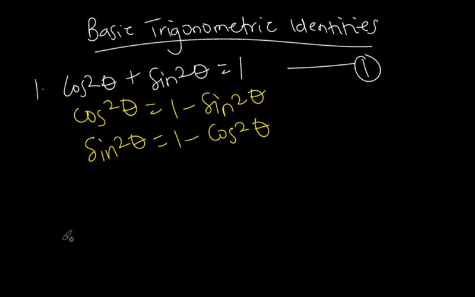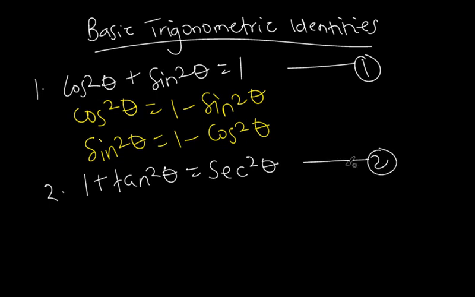Now the second identity that we want to look at is 1 plus tan squared theta is equal to sec squared theta. So this identity is also very important. We normally use them in equations to prove certain cases.